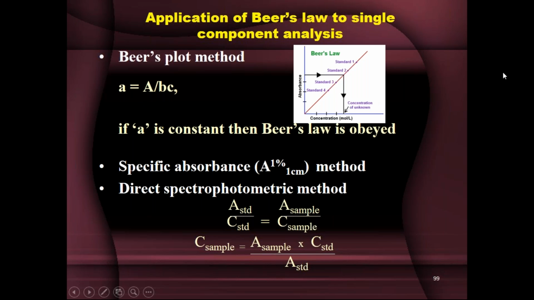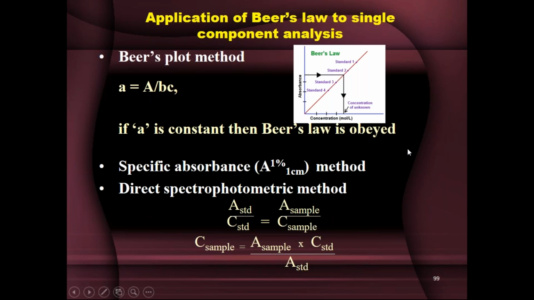You have 5 standards. One standard may be erroneously prepared, but the other 4 are proper. So you will get a perfect Beer's plot and a perfect concentration for the sample. This is, of course, also a faster method compared to Beer's plot, but accuracy will go down and it is more prone to errors.